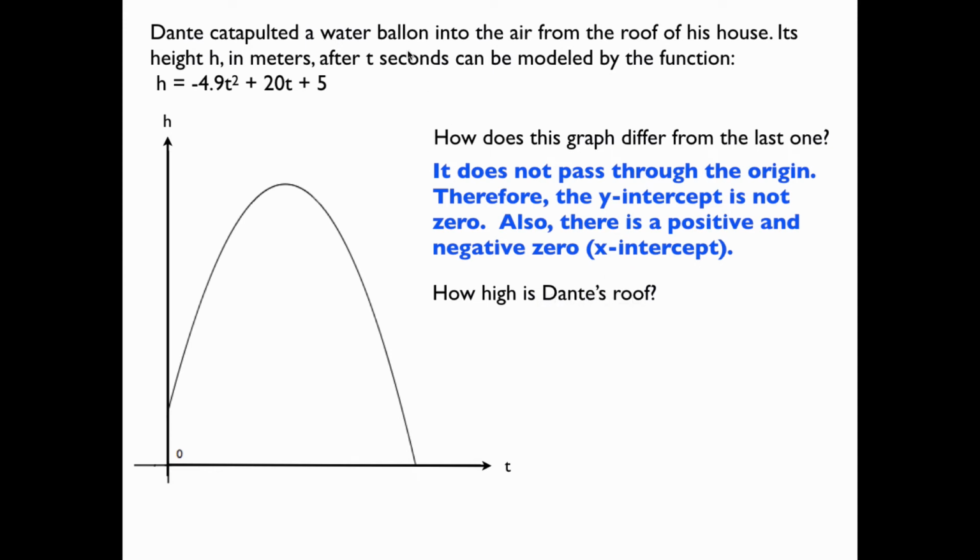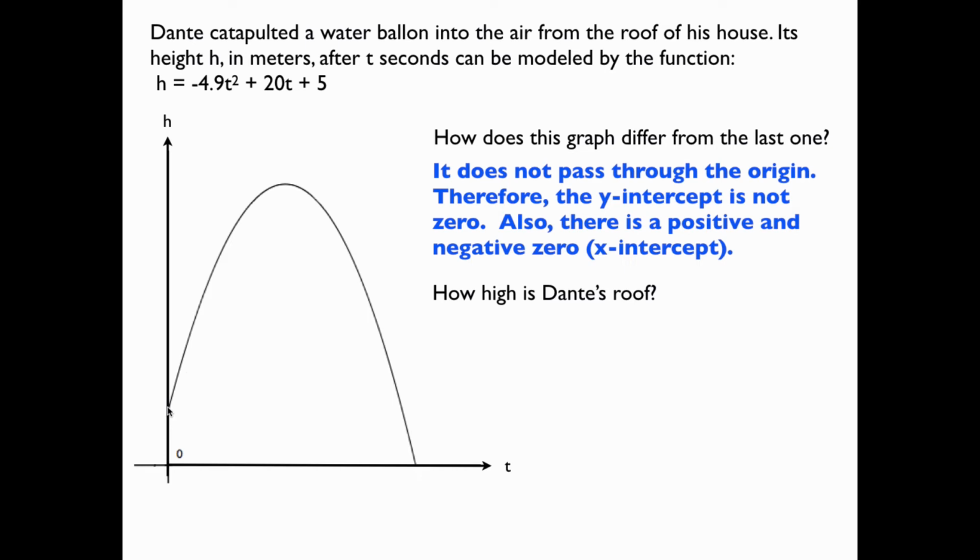Well, the water balloon is on Dante's roof the moment it is catapulted. And the moment it's catapulted, no time has gone by. So we want to know the height of the balloon at t equals 0. If we set t equal to 0, then the output is going to be this constant, or our y-intercept. And we can see that right here on the graph.